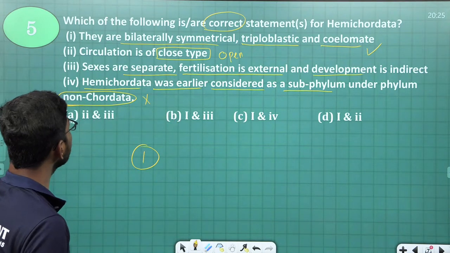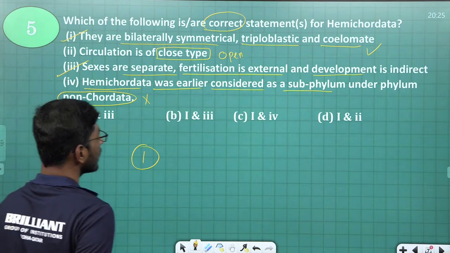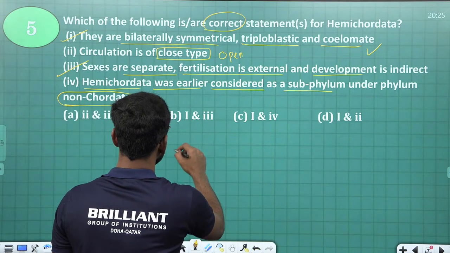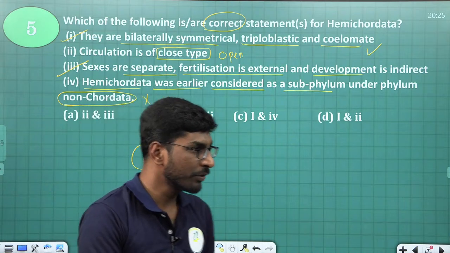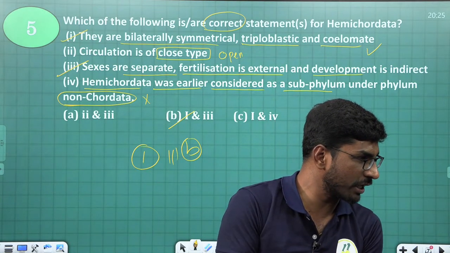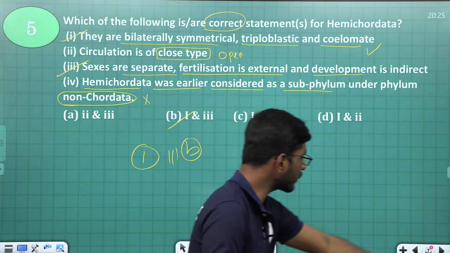So how many true statements, beta? Statement number 1 is correct, statement number 3 is correct. What is the answer? 1 and 3 is option number B, the right answer. 1 and 3 statements correct. Am I correct? Correct, beta? Very good, absolutely correct. Very good, Diya, correct, beta. Usna, correct. Very good. Next question, look at the next question.